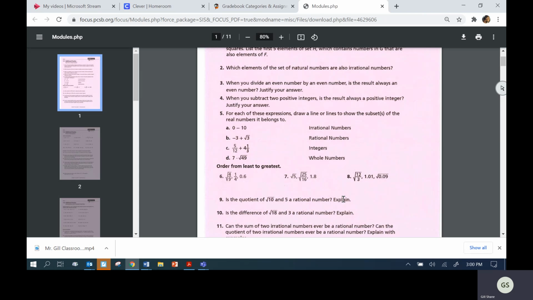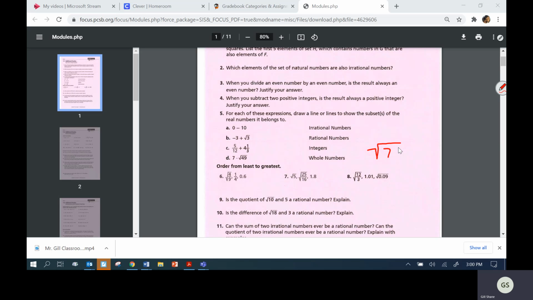Now, the one exception to that, I'm just going to show you real quick on the board. If I have an irrational number, so for example, the square root of 7 is irrational. And we're going to go over in a minute how to tell if something's rational or irrational.